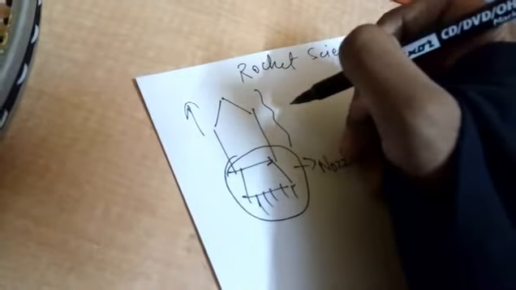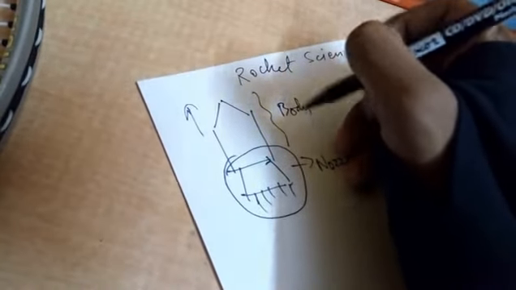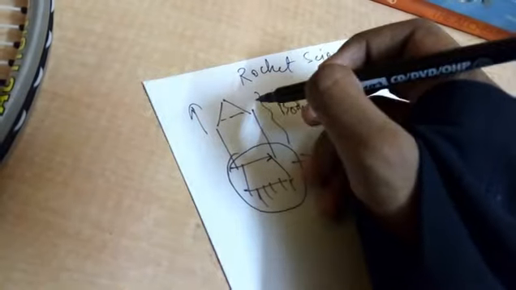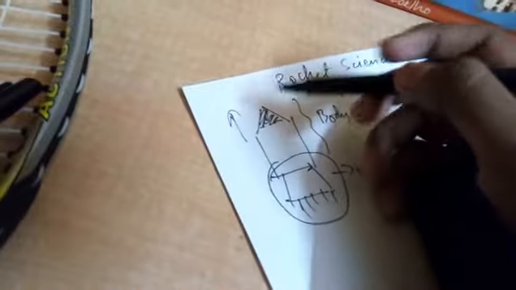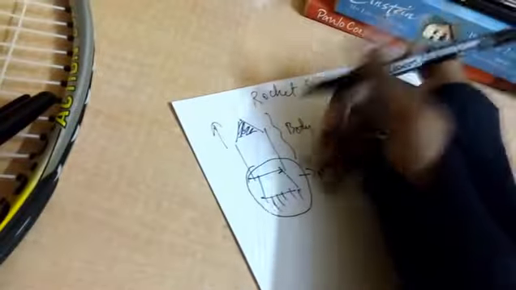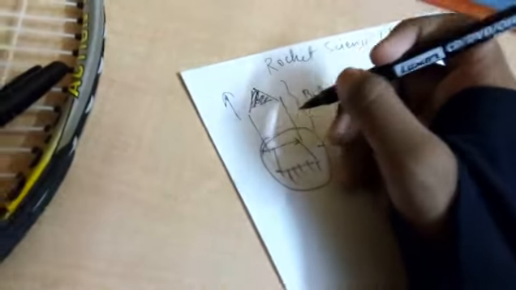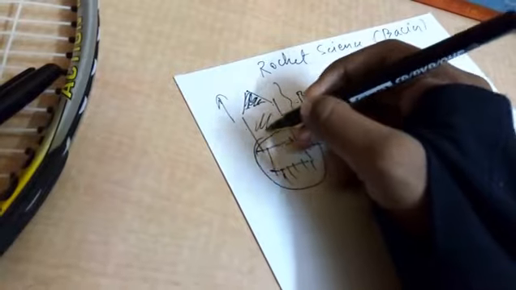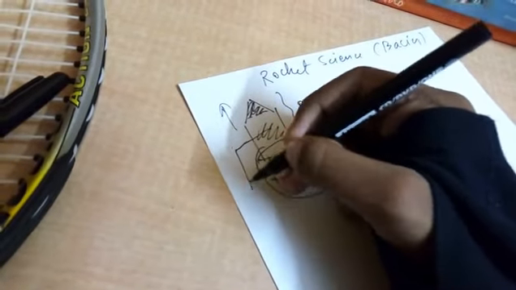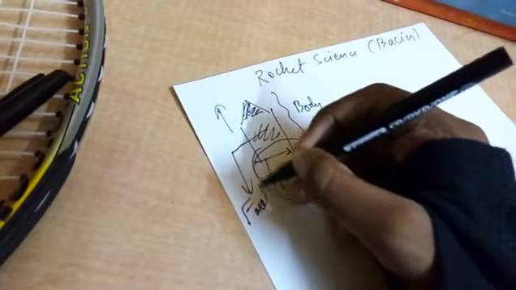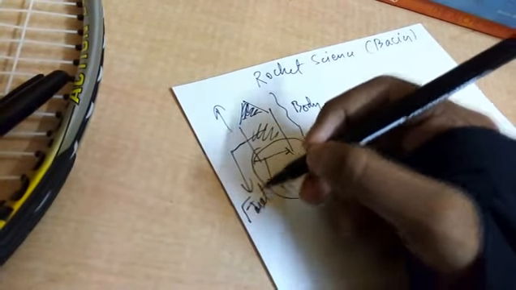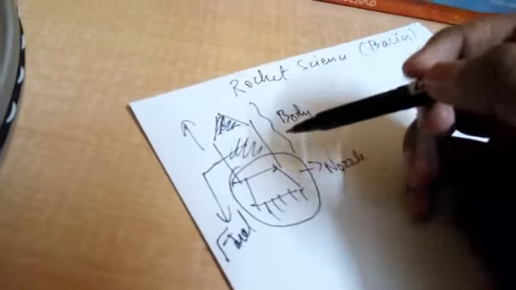Okay, this is the body, and this part up here is the payload. That's where your equipment, the electronics, the satellites, whatever you want to take to space is kept. Here is the fuel. The fuel is kept in there. So this is pretty much the design of a rocket.